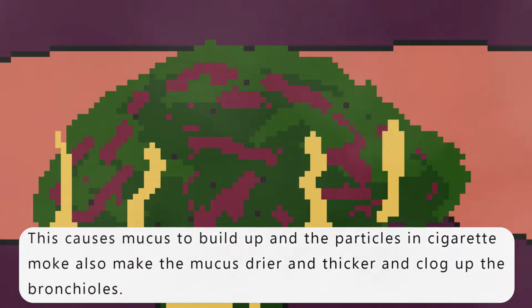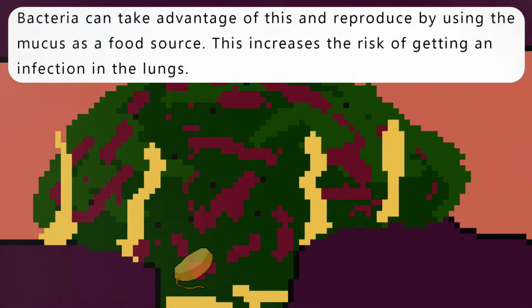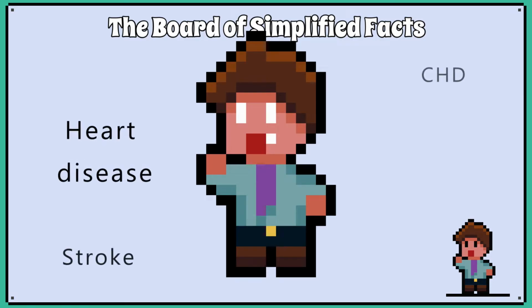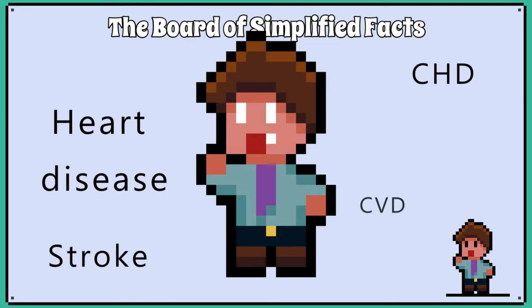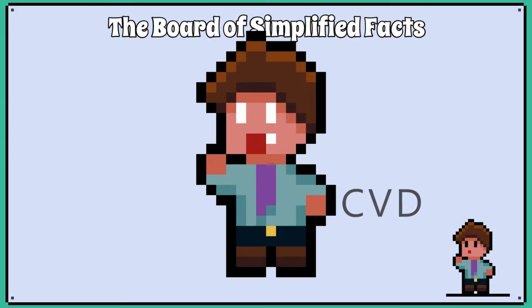This causes mucus to build up, and the particles in cigarette smoke also make the mucus drier and thicker and clog up the bronchioles. Bacteria can take advantage of this and reproduce by using the mucus as a food source. This increases the risk of getting an infection in the lungs. Smoking has many more negative effects, and WJEC will accept a wide range of answers on smoking. But what we have covered in this video are the most commonly accepted answers on smoking.